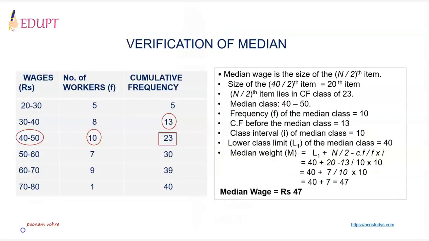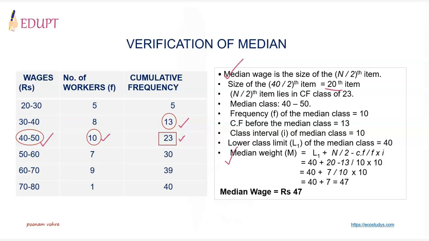So we need to verify the value of median which we located graphically. For that, we shall follow the same procedure. Like median size, we have already found n by 2, which is 20th item, and following the table, n by 2th item lies in the cumulative frequency class of 23. Accordingly, the number of workers or the frequency is 10. Cumulative frequency is taken a value preceding this value, which is 13, and class interval is 40 to 50.